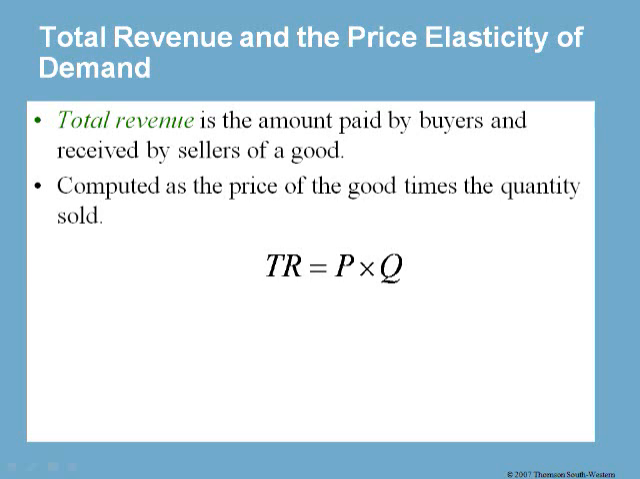The total revenue test is another way that we can determine whether or not a good is elastic. It's fairly direct, although it's not as accurate as using the midpoint method. The total revenue method basically just asks you to look at the relationship between the price and the total revenue that the firm brings in.